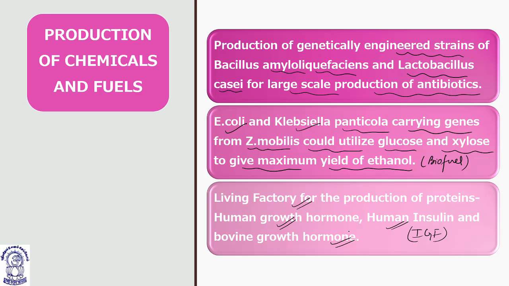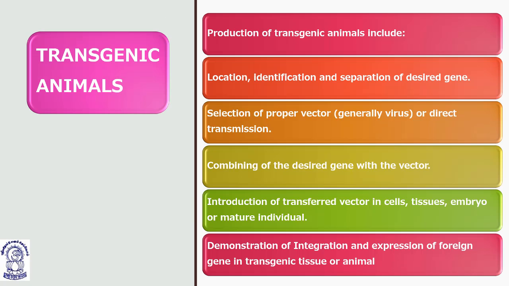Next is transgenic animals. Production of transgenic animals with the help of carrying foreign genes. The animals which carry foreign genes are called transgenic animals, and these transgenic animals help in the production of transgenic species, which helps in the location, identification, and separation of the desired gene.